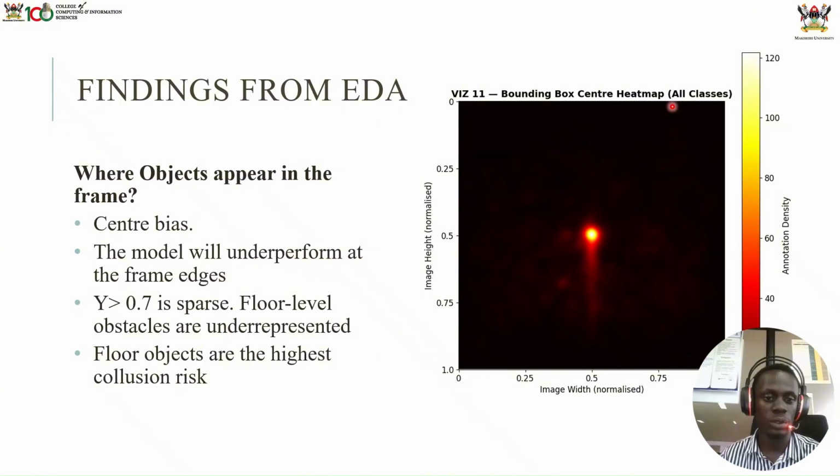When we did our EDA, the first major thing we found, when you look at this bounding box center heat map, is that there is a center bias in our dataset. In the middle of the frame it's very bright, because most of the annotation centers are here, but there's barely anything above this point. That will lead to annotation sparsity, so it will cause the model to not perform very well in areas on the edges. That's one of the problems we identified in our dataset.